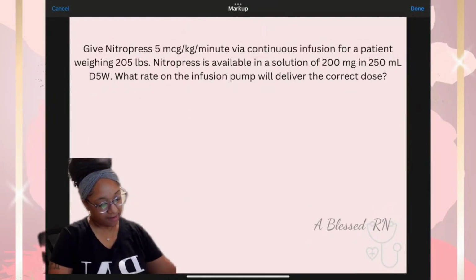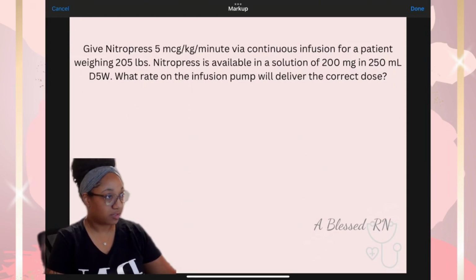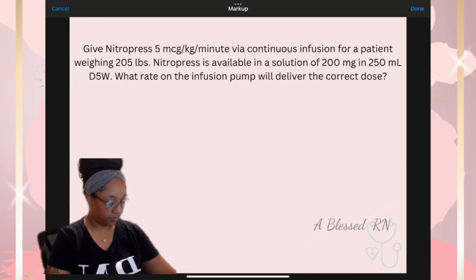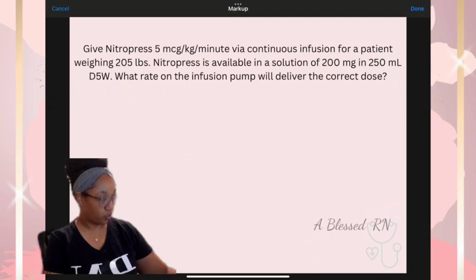Nitro press, 5 micrograms per kilogram per minute via continuous infusion for a patient weighing 205 pounds. Nitro press is available in a solution of 200 milligrams per 250 mLs of D5W. What rate on the infusion pump will deliver the correct dose?